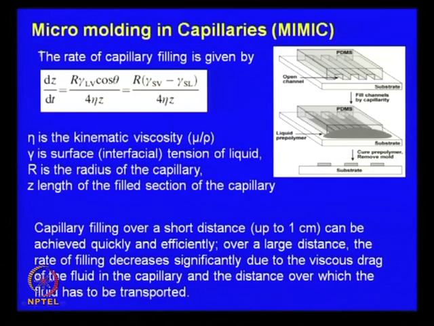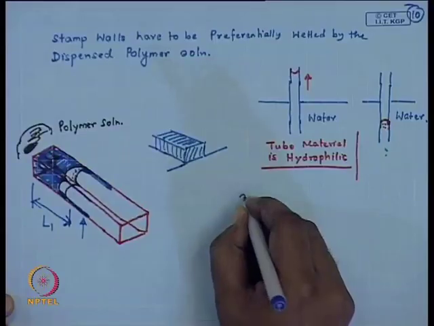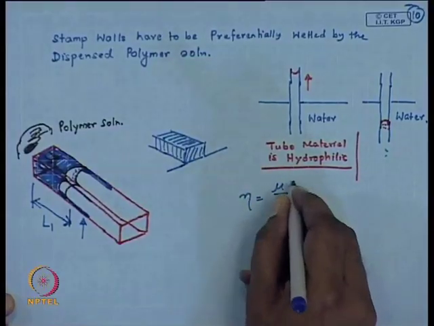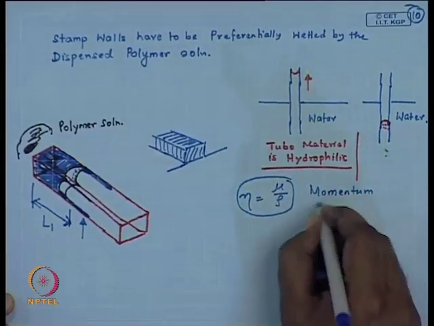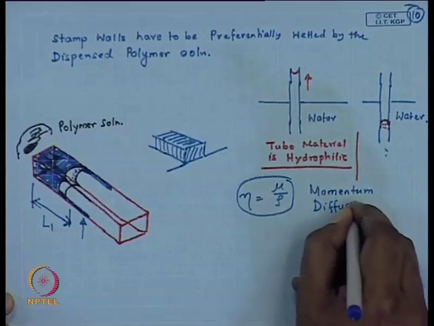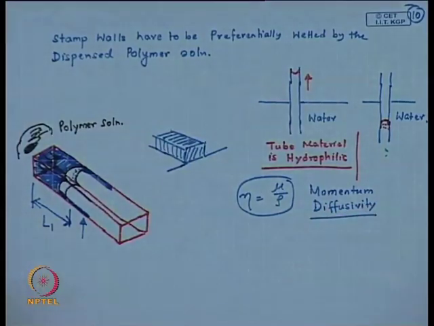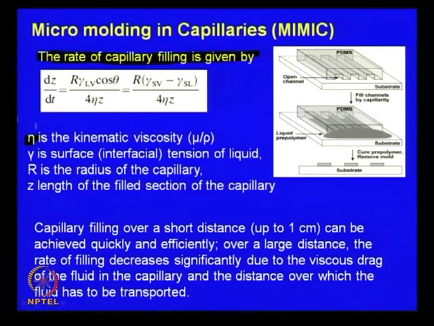The rate of capillary filling is given by this equation, where dz/dt is r gamma_LV cos theta by 4 times eta into z, where eta is the kinematic viscosity and it is mu by rho. So, this is also referred to sometimes as the momentum diffusivity. This gives a clear idea how fast or slow your dynamics is because of two of its intrinsic properties, that is, one is viscosity and the other is density. So, you see the equation and look at the functionalities.